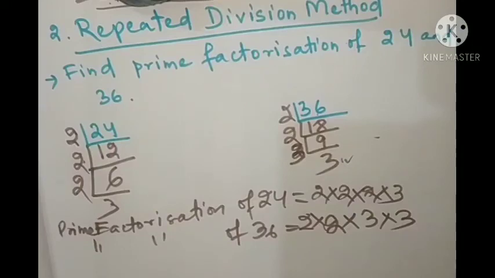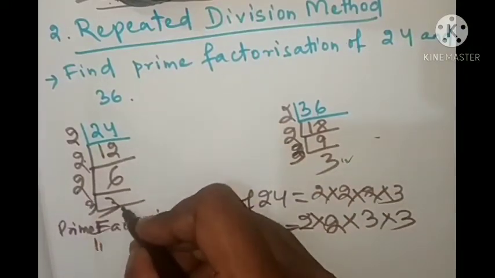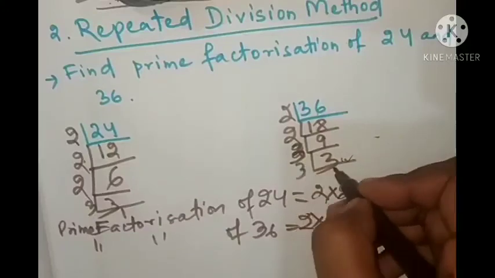So you can divide 3 also: 3 1s are 3. Here also 3 1s are 3.